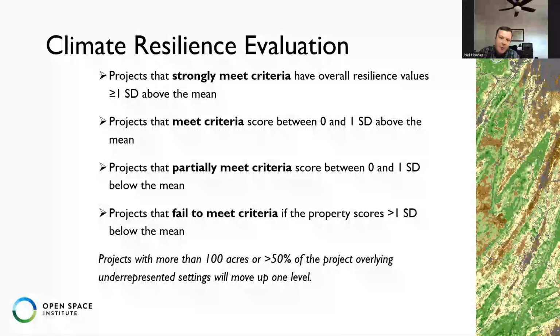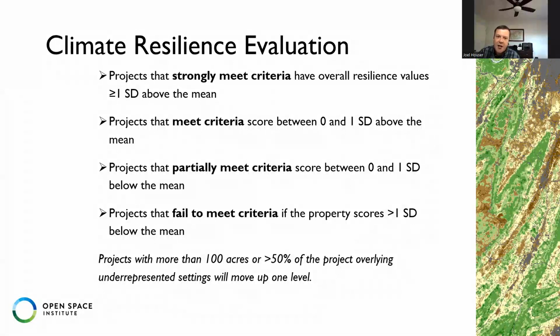Projects that strongly meet criteria for resilience have overall values greater than 1 standard deviation above the mean. Those that meet criteria score between 0 and 1 standard deviations above the mean. Projects that partially meet criteria score between 0 and 1 standard deviations below the mean. And projects that fail to meet criteria are more than 1 standard deviation below the mean.